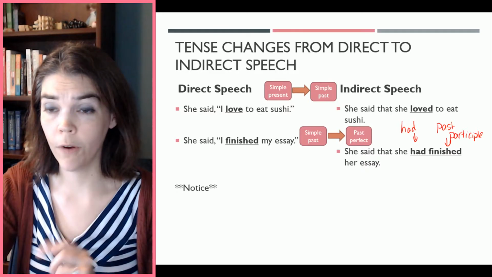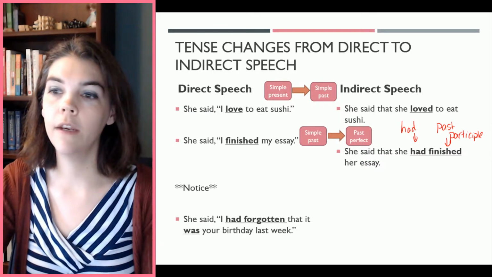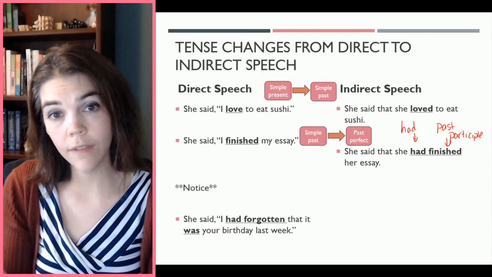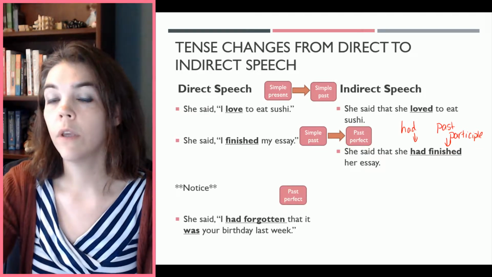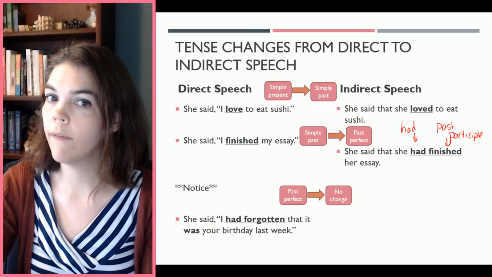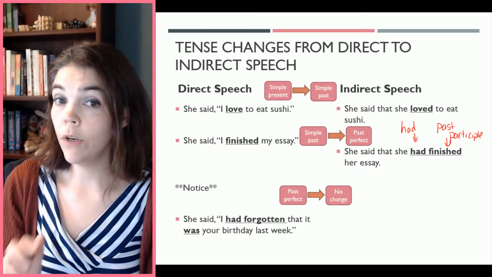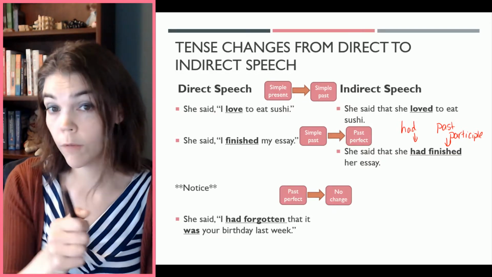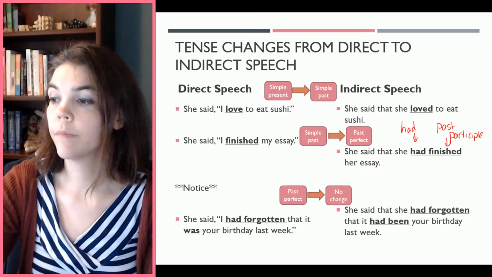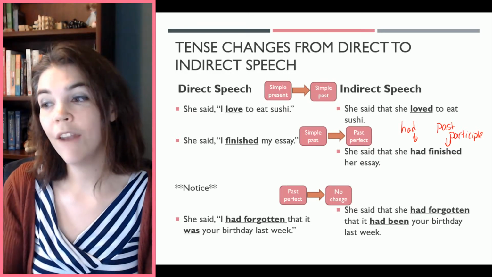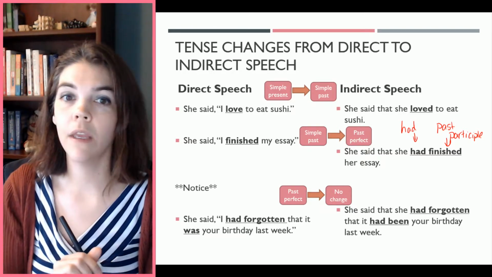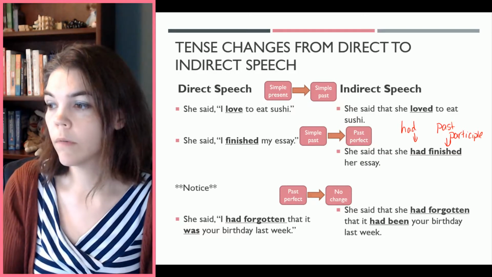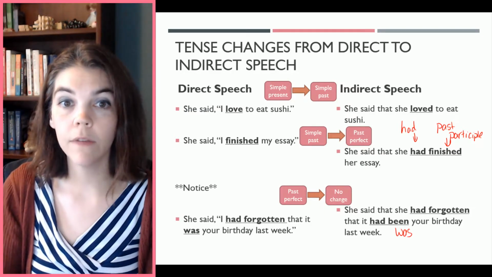All right, so notice here. What if she said, I had forgotten that it was your birthday last week? What does that look like when we go to indirect speech? So past perfect, we're not going to have a change. All right? But notice there's another verb here, was. Was is going to change. What is was going to become? She said that she had forgotten that it had been your birthday last week. Okay. Some people might ask, can we say was? You could, but I'm just being consistent here.